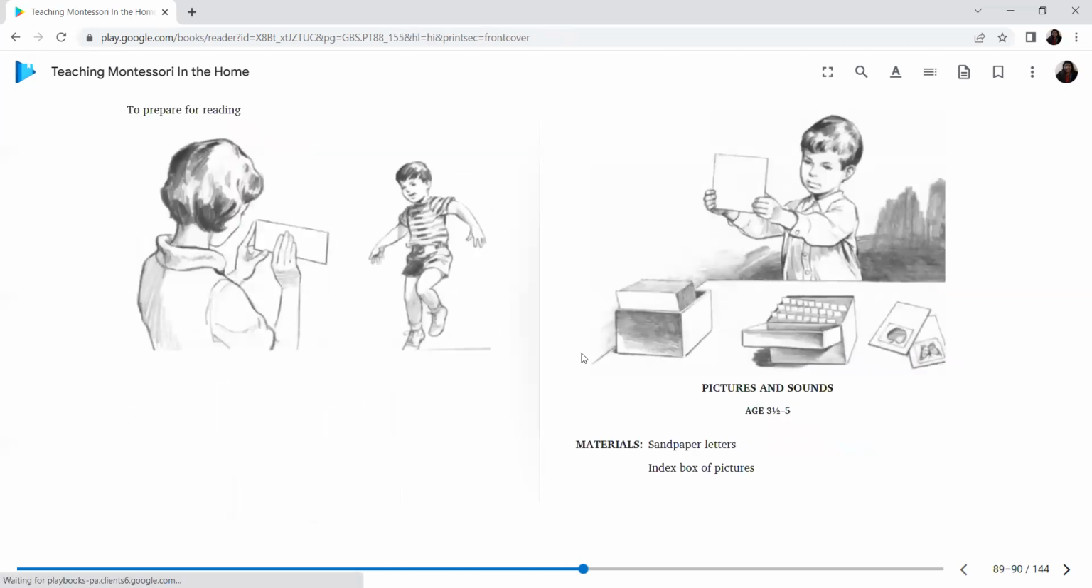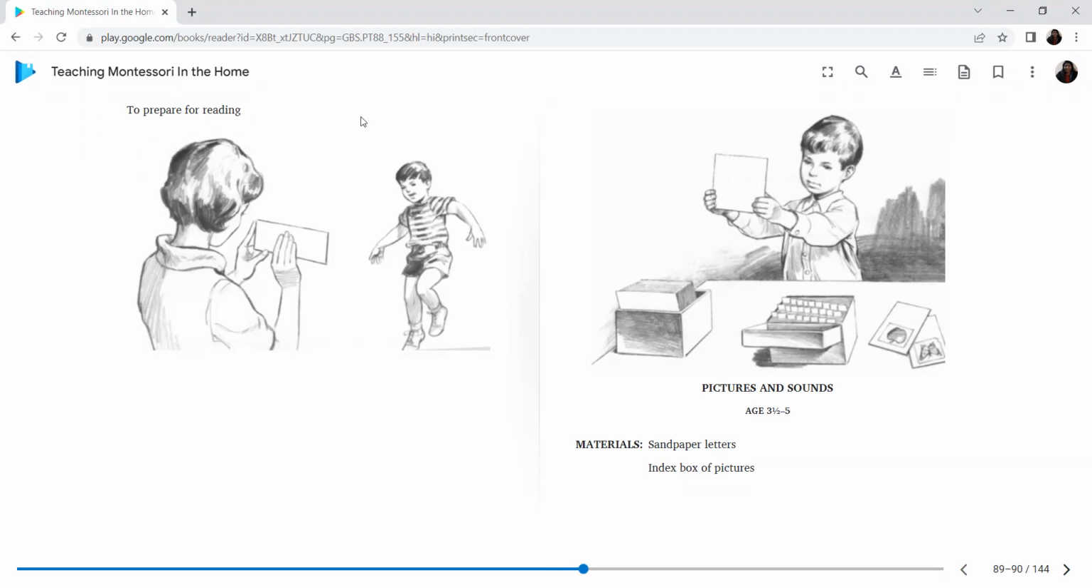This is your third practical, and this must be the size of the card. This is actually a wooden box in Montessori, and here you can see a picture card. These are called sandpaper letters and picture cards. But you can make use of cartoon board, and there is no need to have a wooden box. You can use a carton, and in that you can keep all these cards.